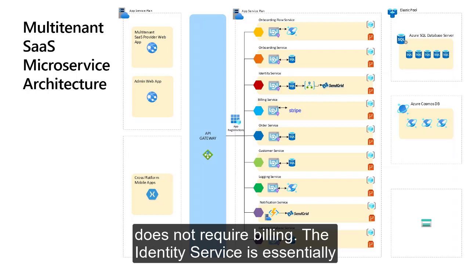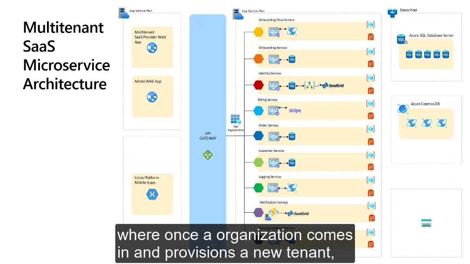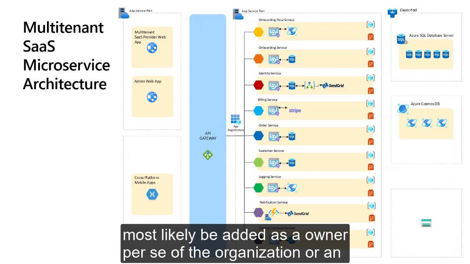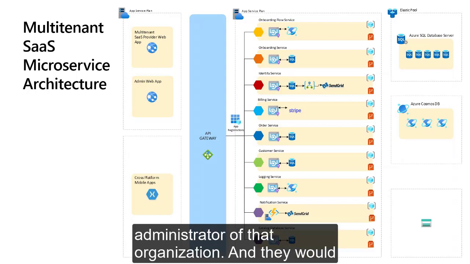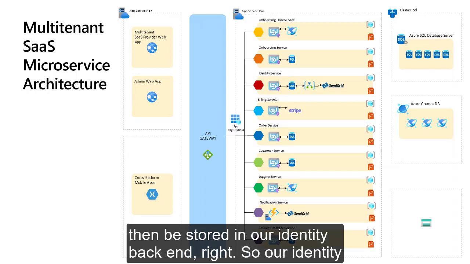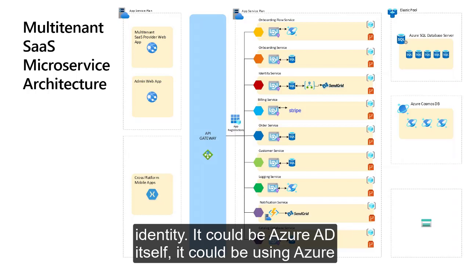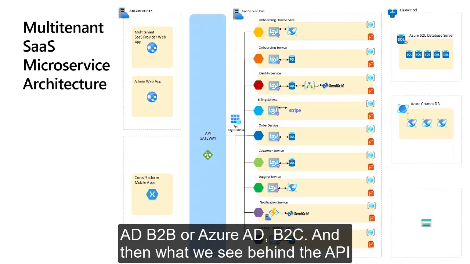The identity service is essentially where, once an organization comes in and provisions a new tenant, the individual who was creating the tenant would most likely be added as an owner, per se, of the organization or an administrator of that organization, and they would then be stored in our identity backend, right? So our identity service could be one of many. It could essentially be ASP.NET Identity. It could be Azure AD itself. It could be using Azure AD B2B or Azure AD B2C.